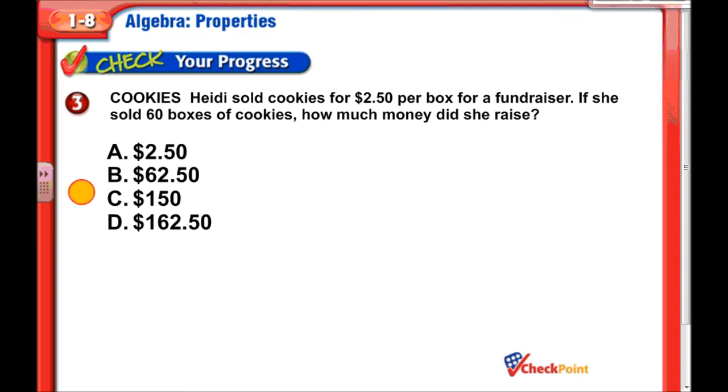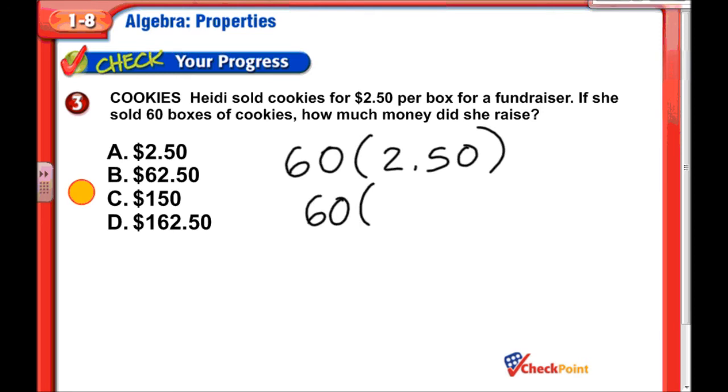All right. So I'm just going to write out what I'm thinking. So I've got 60 boxes of cookies times $2.50 each. Well, I can't really do that in my head, but if I break it up, here we go. I'm going to make it $2 plus 50 cents. Yeah, I think that's going to be easier because 60 times 2 is 120.